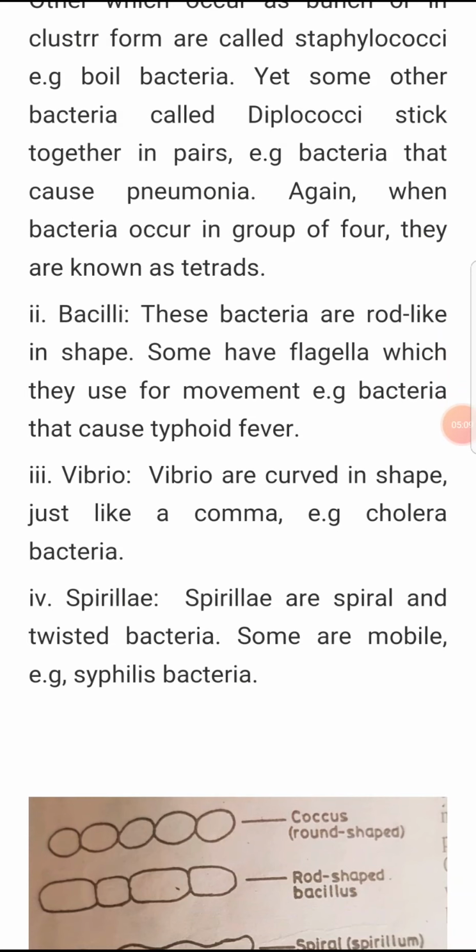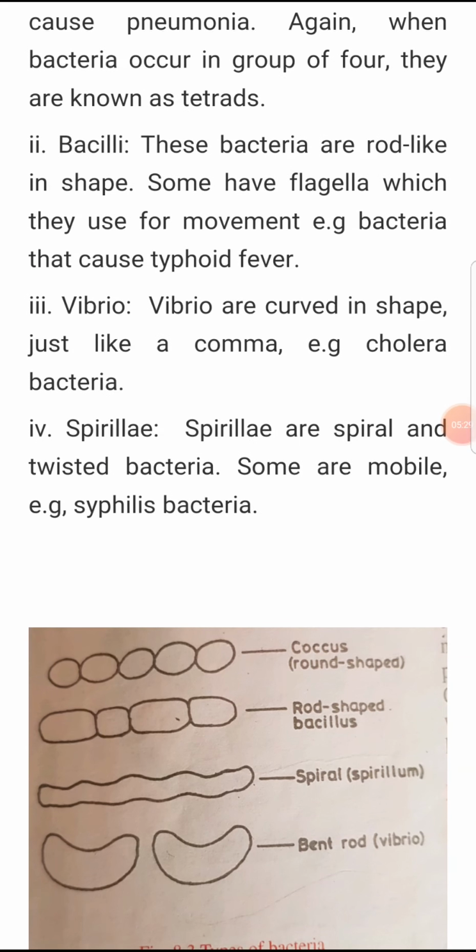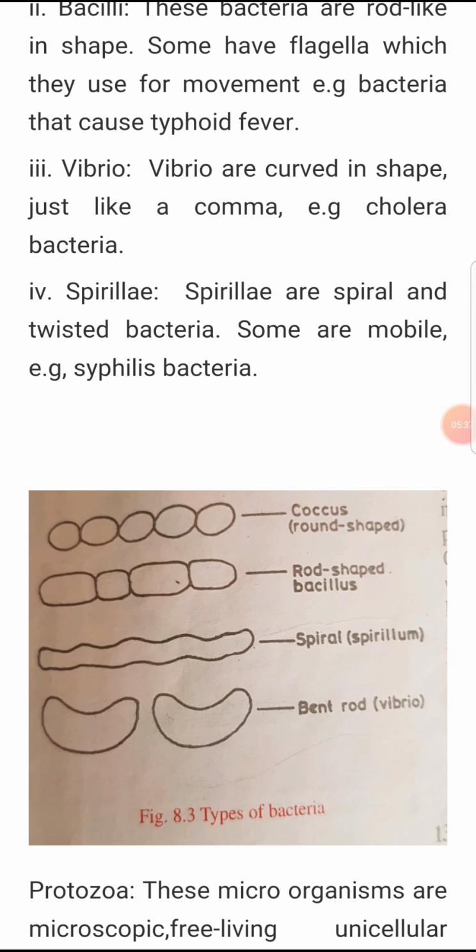Now, another shape of bacteria is bacilli. These bacteria are rod-like in shape. Some have flagella, which they use for movement, e.g., bacteria that cause typhoid fever. Now, we have vibrio. They are curved in shape just like a comma, e.g., cholera bacteria. We have spirilla, from the word spiral. They are spiral and twisted bacteria. Some are mobile, e.g., syphilis bacteria.